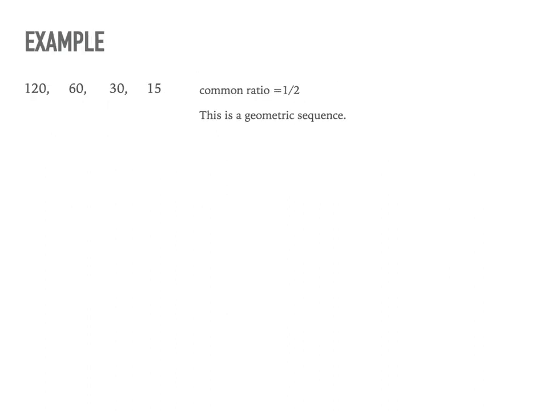Here's an example. If 120 is the first term in the sequence, we can see that the ratio from 120 to 60 is 1/2. Same goes for the ratio of 60 to 30. That is also 1/2, and the ratio of 30 to 15 is also 1/2. Therefore, there is a common ratio, and this is, in fact, a geometric sequence. However, in the second one, we see if 2 is the first term, the ratio of 2 to 6 is 1/3, the ratio of 6 to 11 is 6/11, which is not equivalent to 1/3. Therefore, this is not a geometric sequence.